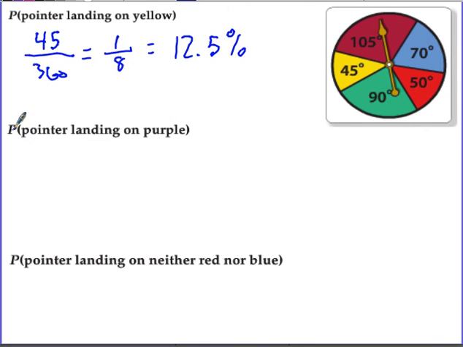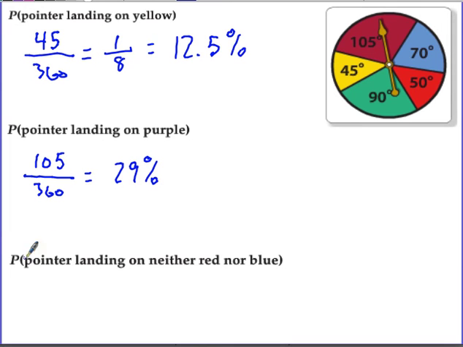How about the probability of the pointer landing on the purple? It looks maroonish, I guess, on the screen, but it's supposed to be purple. So 105 over 360. Let's just change it to a percent. So 105 divided by 360. 29%. It's a 29% chance.